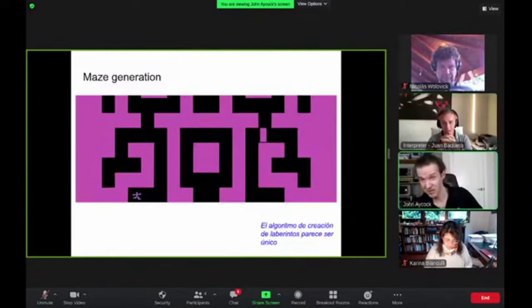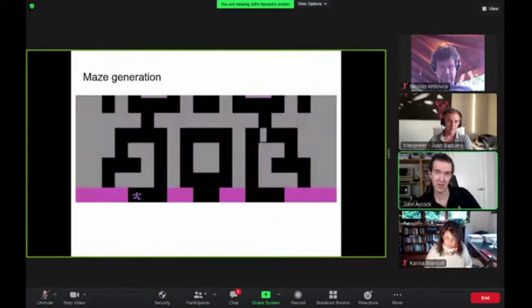When reverse engineering the game, we discovered what seems to be a unique way of generating mazes. Because this maze is scrolling, a row at a time needs to be generated.